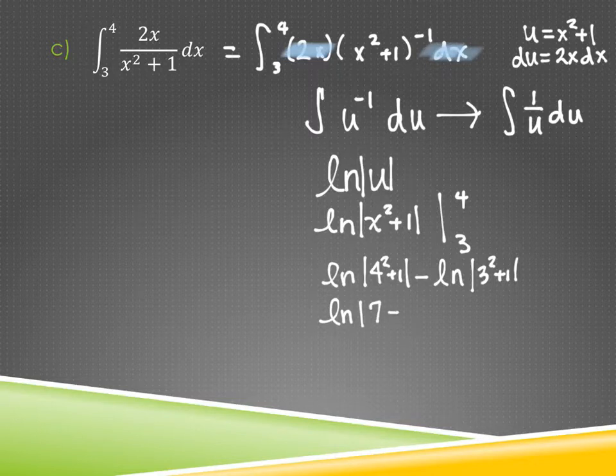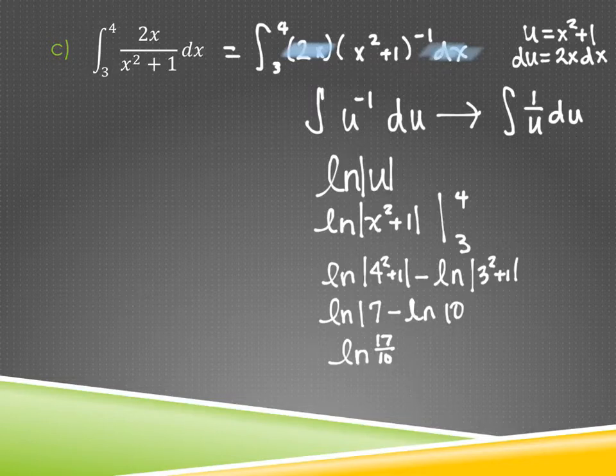17. And what's 3 squared plus 1? Okay, so this is the natural log of 17 minus the natural log of 10. That's an exact value of this. There's another version of this that you might remember from algebra, that you can write this as the natural log of 17 over 10. If you don't remember that, that's fine. It doesn't matter. Just be aware if you looked at the back of the book, those are the same thing.